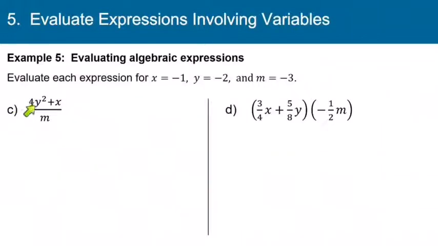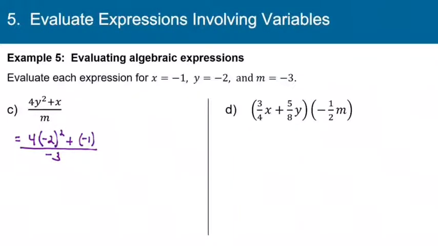In part C, we've got 4y squared plus x all over m. So let's go ahead and recopy this. Remember, y is negative 2, x is negative 1, and m is negative 3. So we're going to have 4 times negative 2 squared plus negative 1, all divided by negative 3. Now remember, we normally work the top and the bottom separately, but in this case, there's really nothing to do in the denominator, so it's all about the top here.